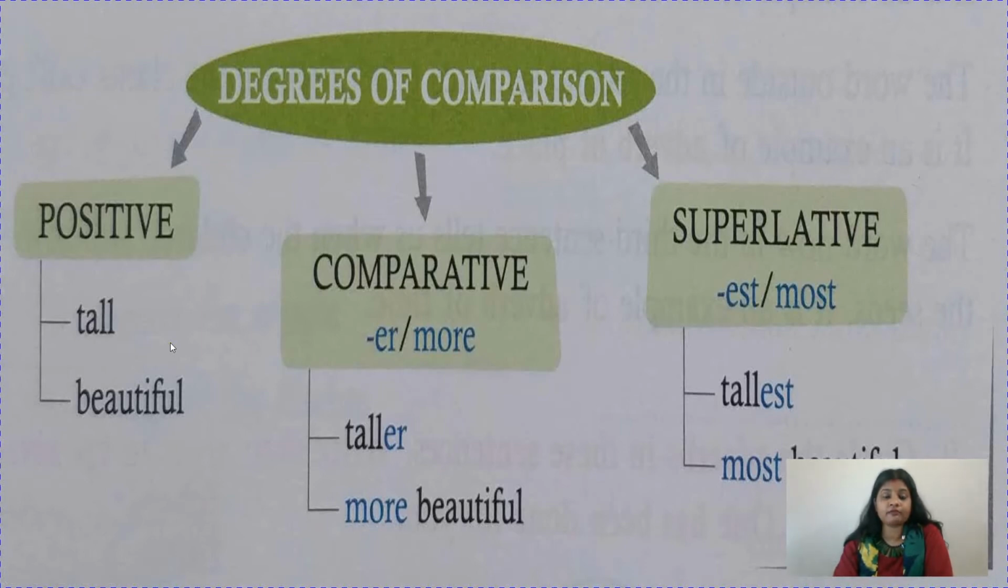But when I compare Rohan with Sohan, then what can I say? Rohan is taller than Sohan. Why have I added ER here? Because we are doing comparison. And suppose we are talking about all the boys in the class, then I can say Rohan is the tallest boy in the class, children.